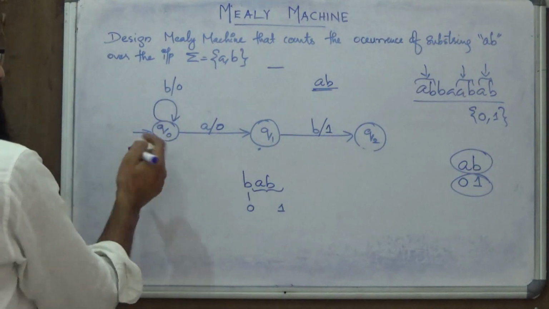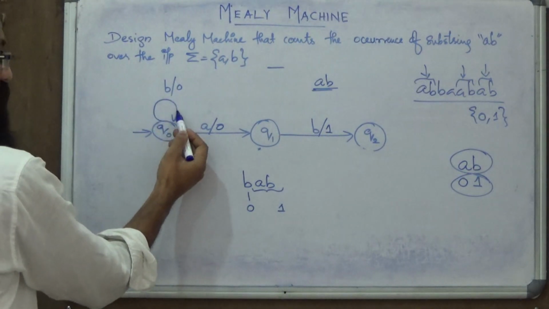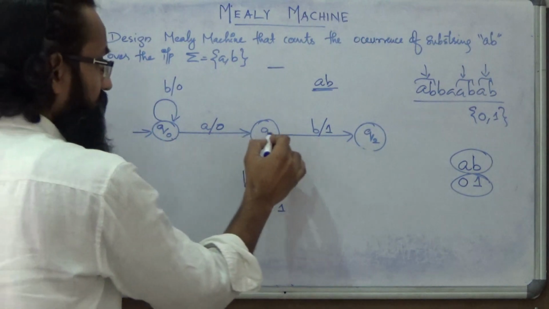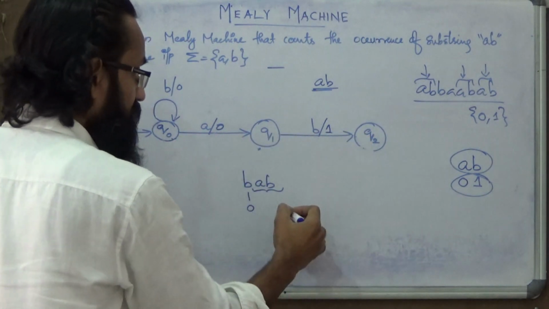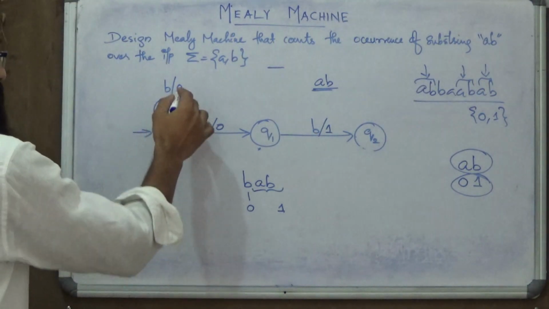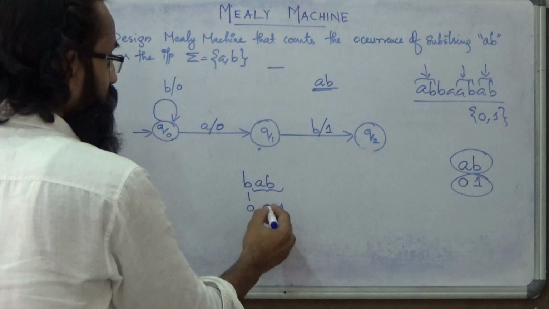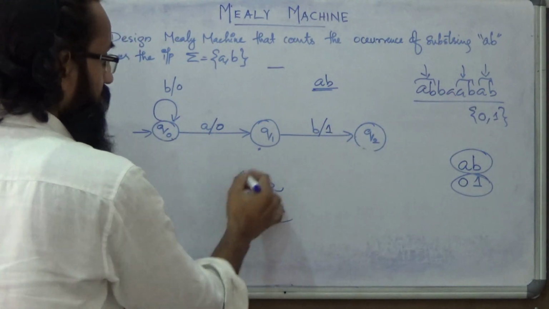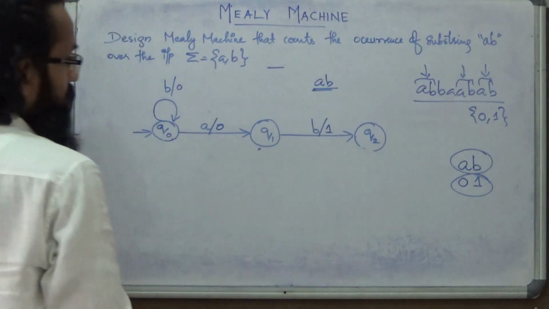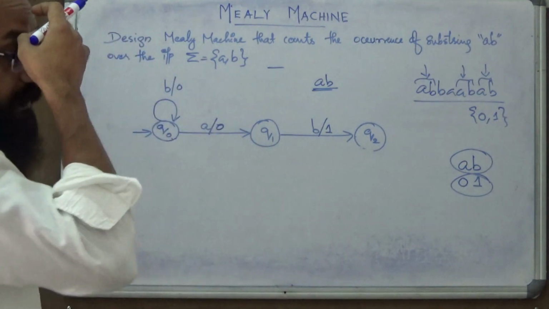So this B transition must go to that particular state from where it can consume exactly AB to attach output 1 to the output string. So this B transition generates output 0, this A generates 0, and this B generates output 1, which will work properly. Now to state Q1 you have to apply A transition.